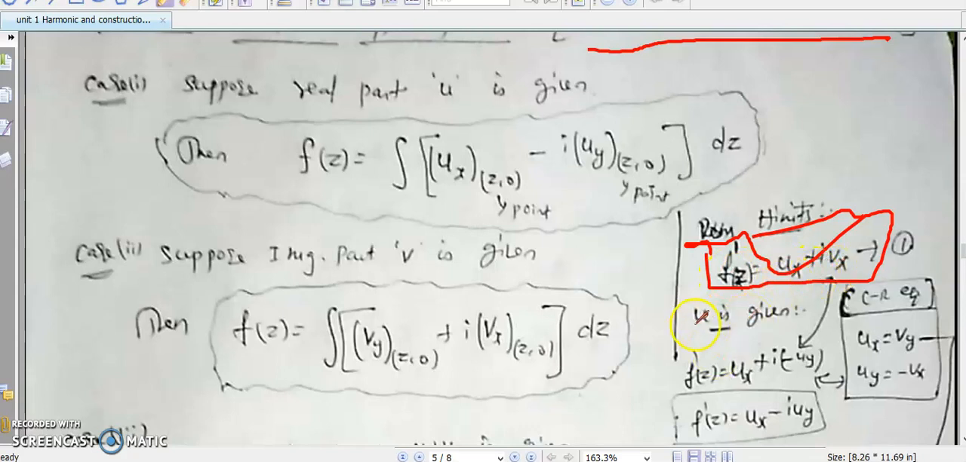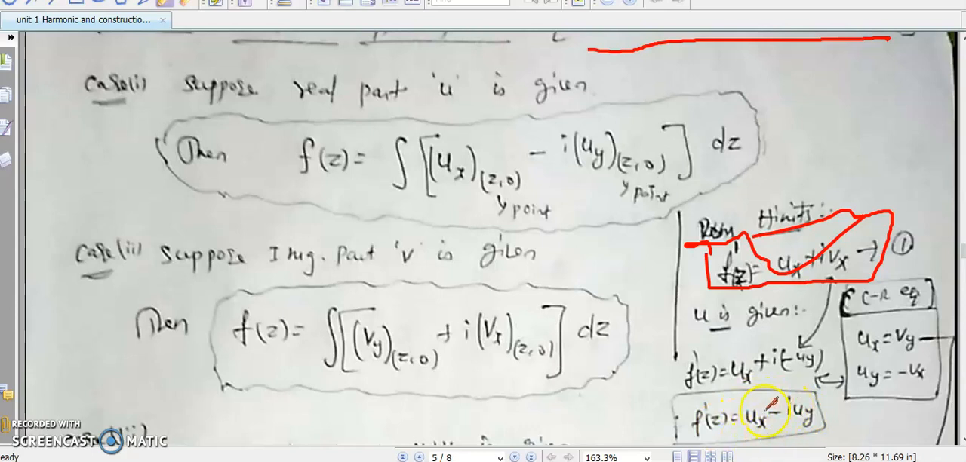Suppose u is given. Then both terms must be in terms of u itself. Here ux is already present. Next we can replace vx using the CR equations: vx equals minus uy. So we replace vx in terms of minus uy. Therefore f dash of z equal to ux minus i uy. This is the formula when u is given.